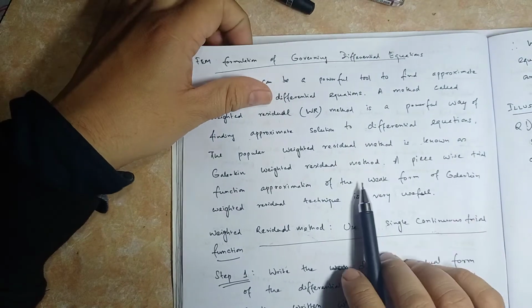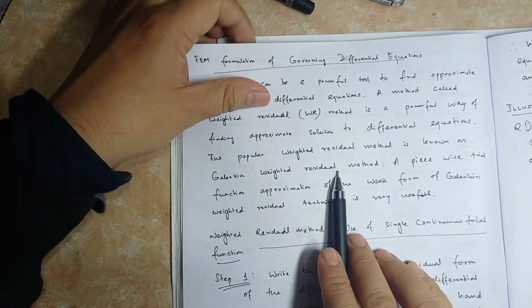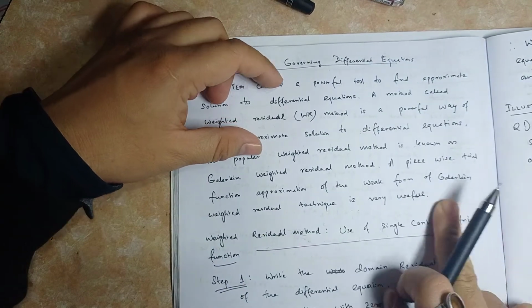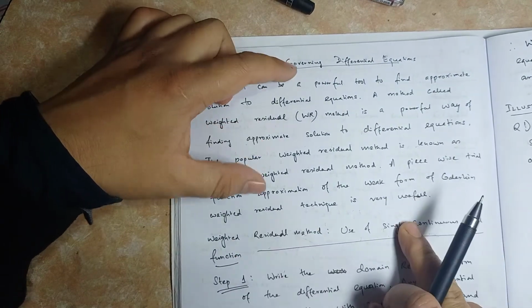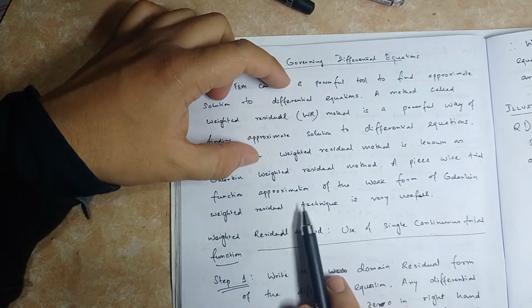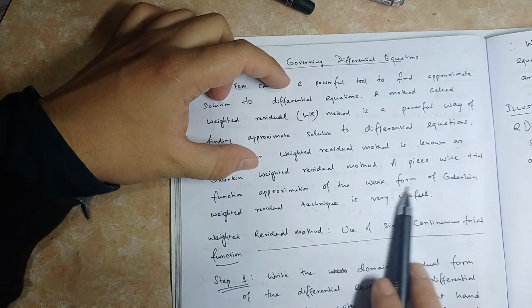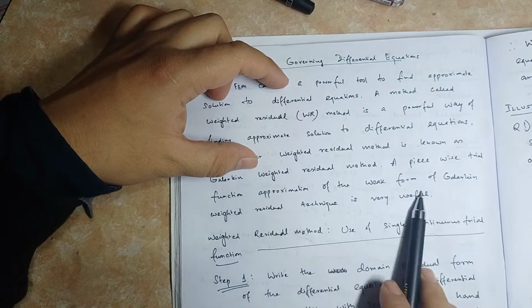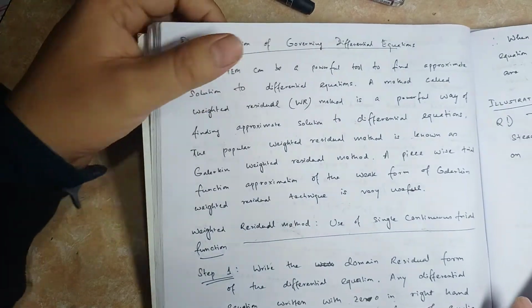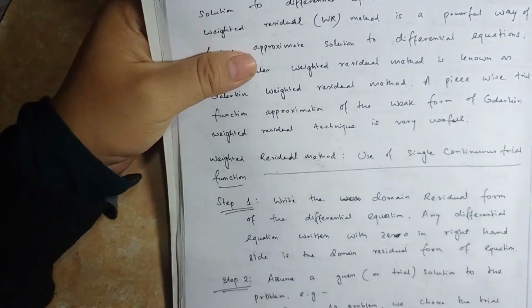Okay, so a popular weighted residual method is called Galerkin weighted residual, and a piecewise trial function approximation of the weak form of Galerkin weighted residual is very useful. So we'll talk about what a piecewise trial function and the weak form of Galerkin weighted residual are later. Okay, so you will see how to use that.